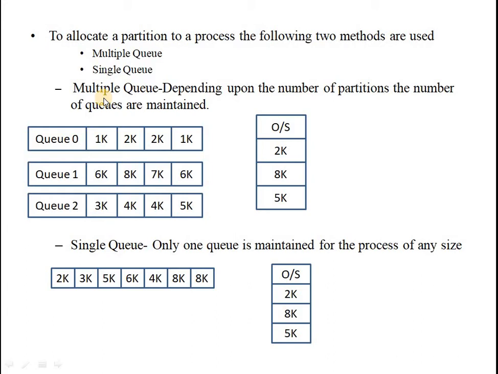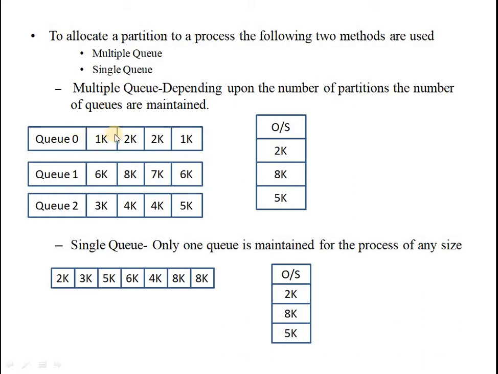In this method, depending upon the number of partitions, the number of queues is maintained. If the partitions are n, then n queues are maintained. So in multiple queues, if there are n partitions, then n queues are maintained. For example, if there are 5 partitions, it requires 5 queues. So let's explain one example.